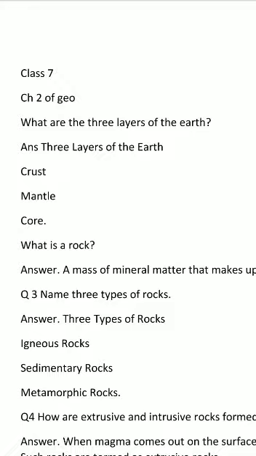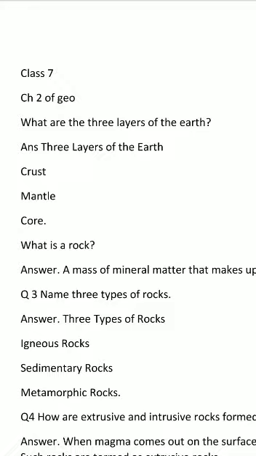In the chapter we have discussed the different layers of the earth, then different types of rocks, and the uses of rocks. So let us start the question answers. First question, these are exercise questions. First question, what are the 3 layers of the earth?